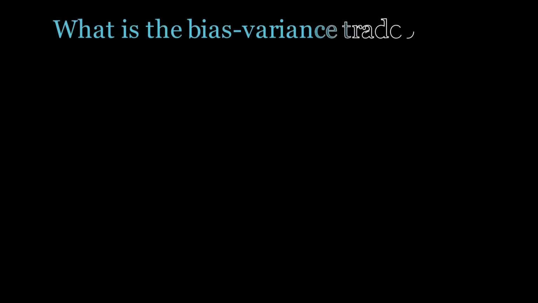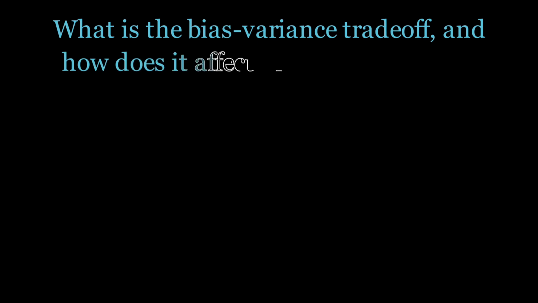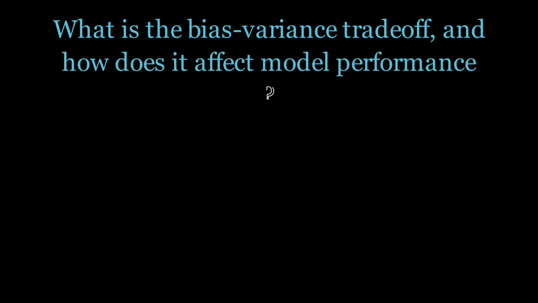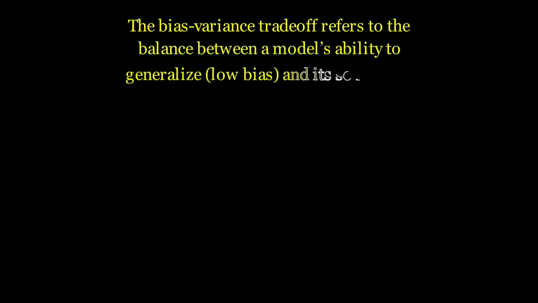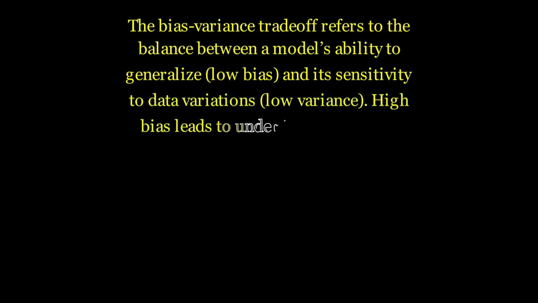What is the bias-variance trade-off and how does it affect model performance? The bias-variance trade-off refers to the balance between a model's ability to generalize (low bias) and its sensitivity to data variations (low variance). High bias leads to underfitting and high variance leads to overfitting.